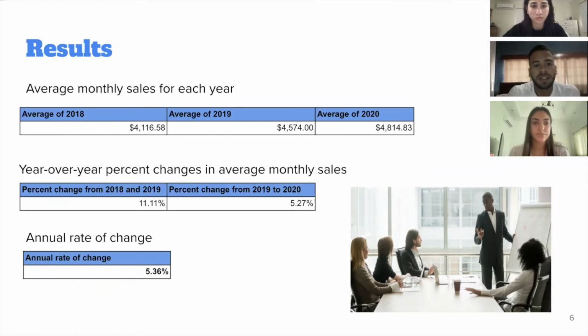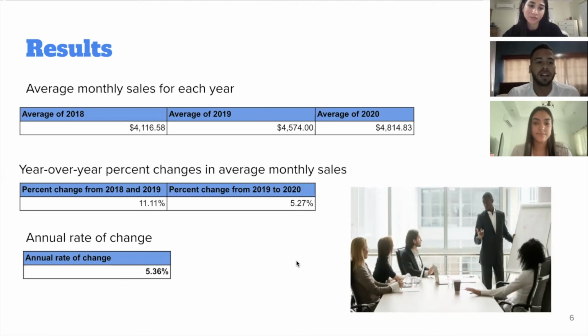The average monthly sales for each year were the following. The average of 2018 was 4,116.58. The average of 2019 was 4,574, and the average of 2020 was 4,814.83.